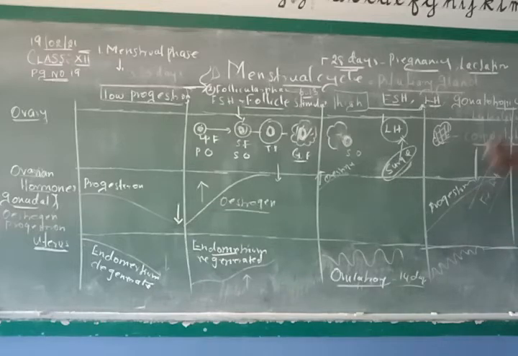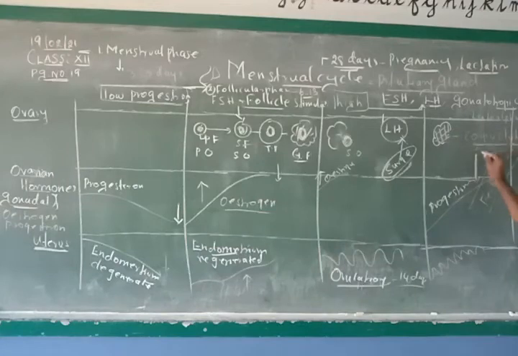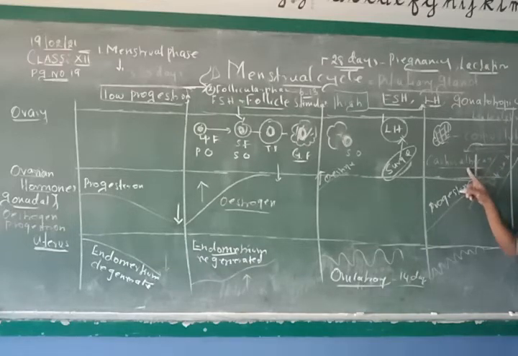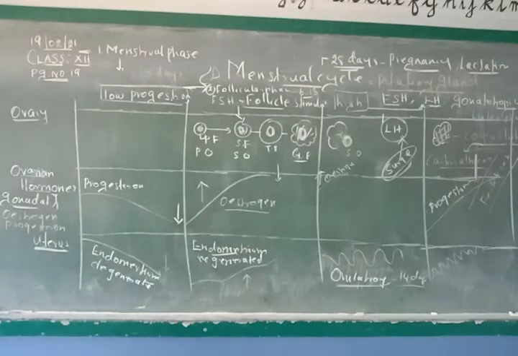Suppose there is no fertilization. What will happen to this corpus luteum? The corpus luteum will convert into another structure called corpus albicans. Fertilization is there means corpus luteum. Fertilization is not there means corpus albicans. Corpus albicans is there means no progesterone. Again, progesterone level lowers and the endometrium decreases. That is what your menstrual cycle is.